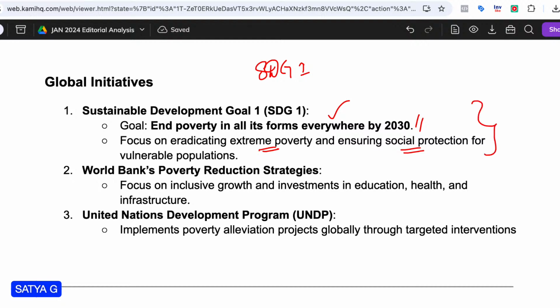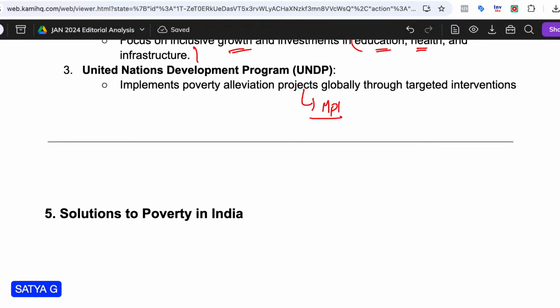And World Bank poverty reduction strategies. So how the World Bank is focusing on inclusive growth and investment, especially in health, education, and infrastructure. The World Bank is providing funds to countries, whether directly to countries or to states in India, especially to uplift people from poverty in these areas. And the UNDP program, so we all know how it is measuring MPI and giving the index. We all know these are the global initiatives.